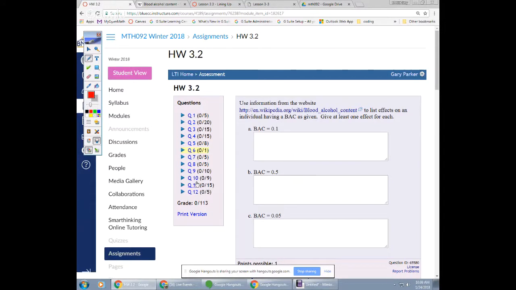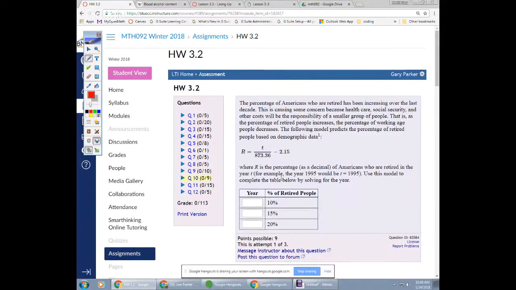All right, skipping on down, number 10. So here we have an equation where we're given R, and R is equal to this formula right here. If we were to plug in numbers for T and calculate R and plot those, we would find it made a nice straight line. So this is a lot like the BAC we were looking at earlier.